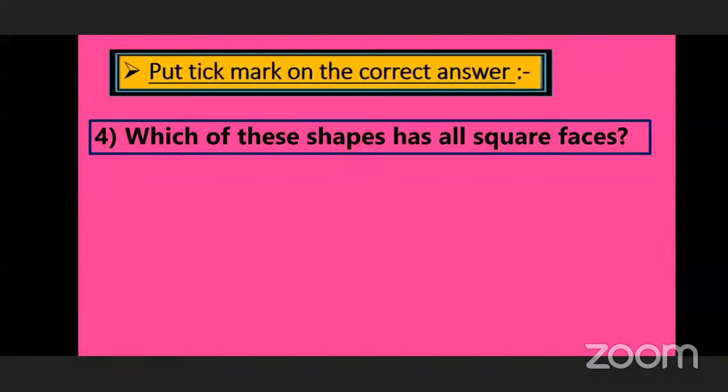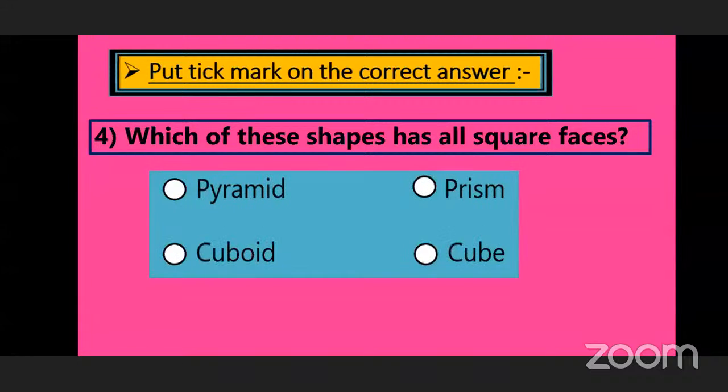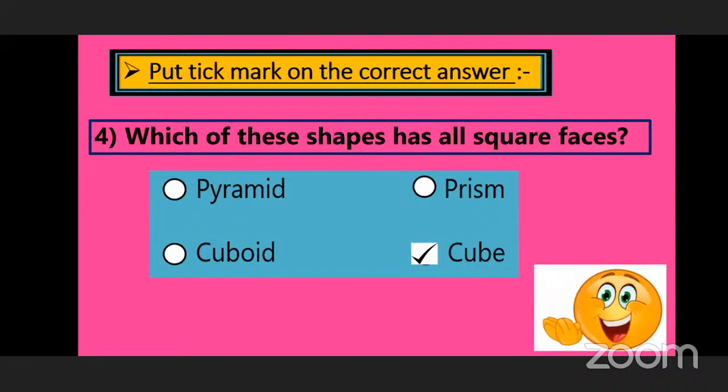Now see the fourth question. Which of these shapes has all square faces? Cube. Yes, the answer is correct. It's a cube. A cube has all square faces. Now, can you tell me which figure has rectangular faces? Cuboid. Yes. A cuboid has rectangular faces.